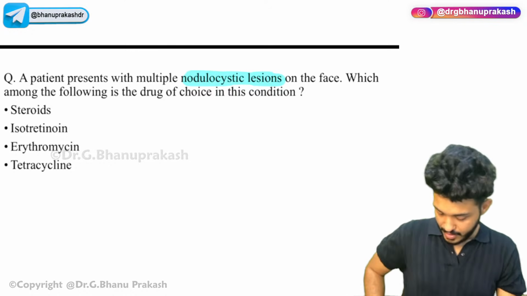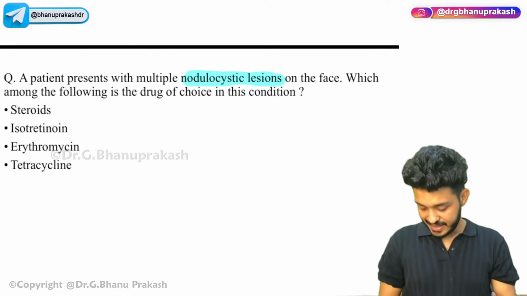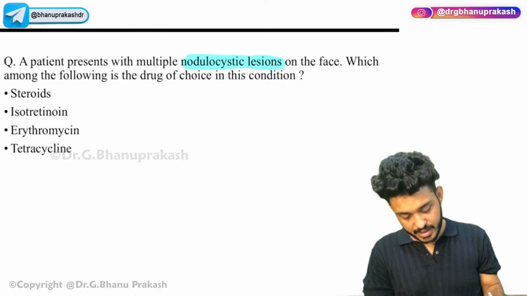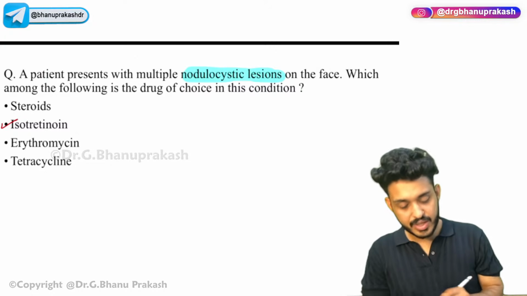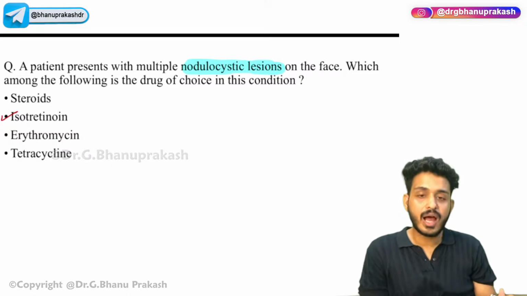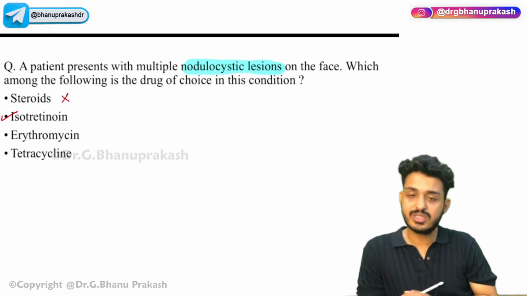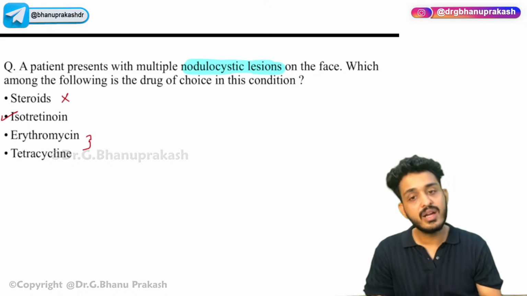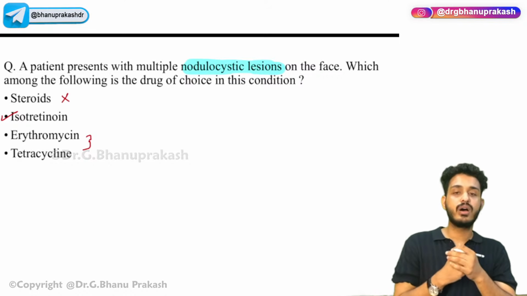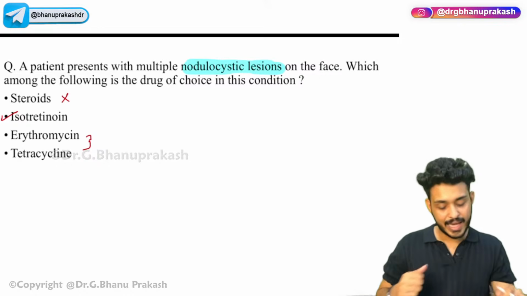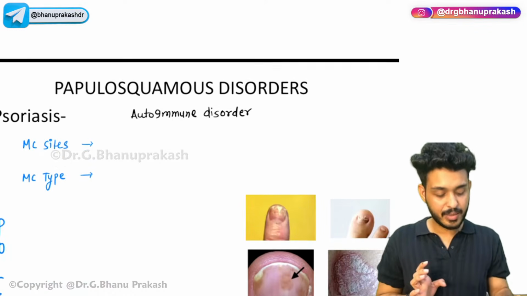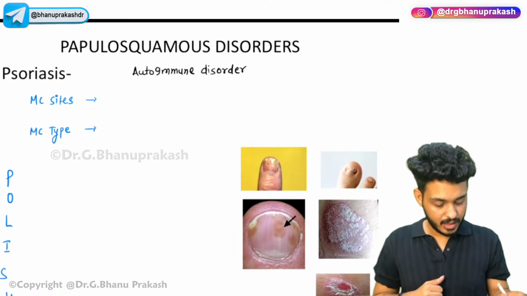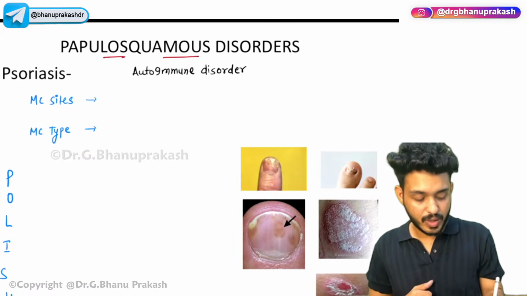Try to answer, guys. Very good, Sannyasi Pandit, Sneha, very good. So that would be your isotretinoin, guys. We cannot use steroids here. Erythromycin and tetracycline, both of them are antibiotics. The ultimate drug of choice for nodulocystic acne would be isotretinoin. These types of questions are coming in your examination, and I really hope you are able to answer them.